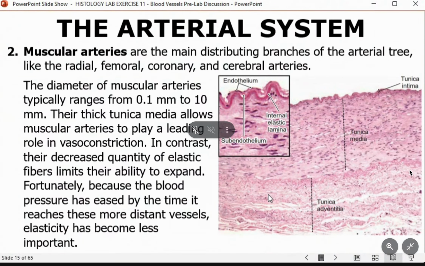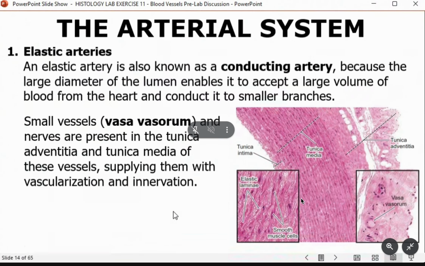Now, we mentioned that there is a decreased quantity of elastic fibers. Fortunately, because the blood pressure has eased by the time it reaches these more distant vessels, elasticity has become less important. Your elastic arteries, like your aorta, are very near the heart. Meaning, when your heart pumps, the pressure is stronger in this area. And of course, the nearer it is to the heart, the stronger the pressure.